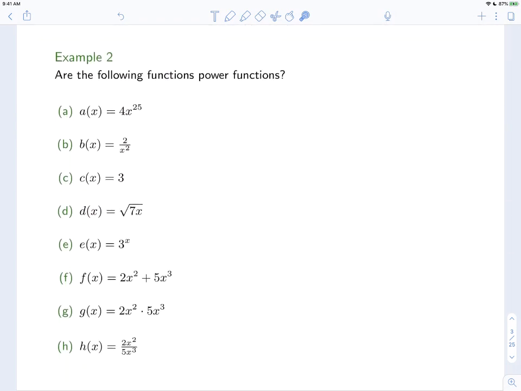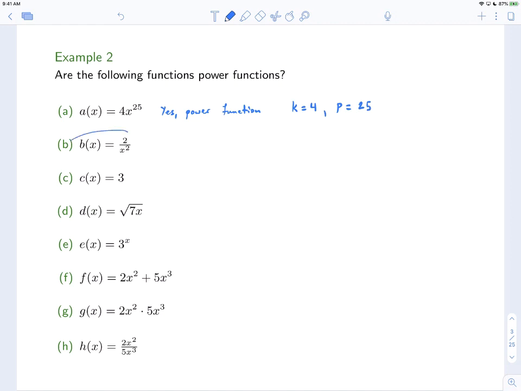Now let's see if we understand the definition by looking at some examples. Are the following functions power functions? Yes or no? Let's start with a. The function a at x equals 4 times x to the 25. This is a power function, so yes, power function. This one has k equal to 4 and p equals 25.